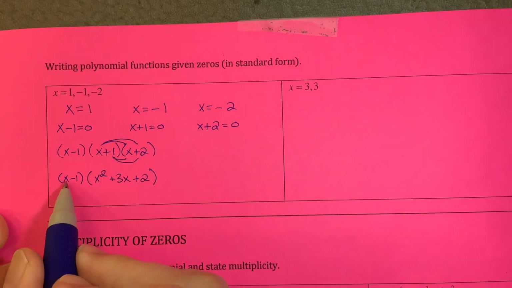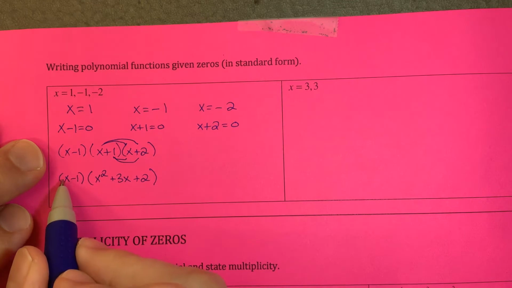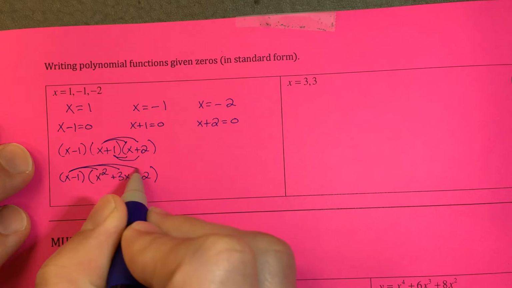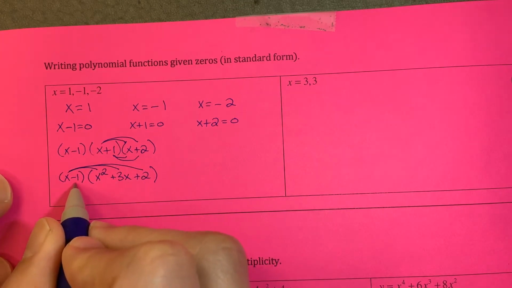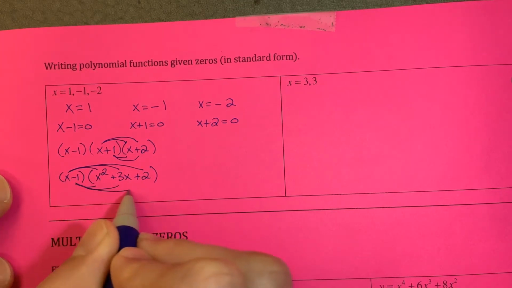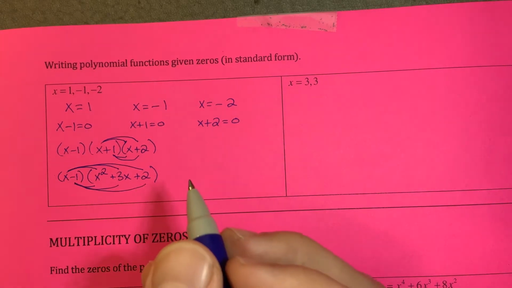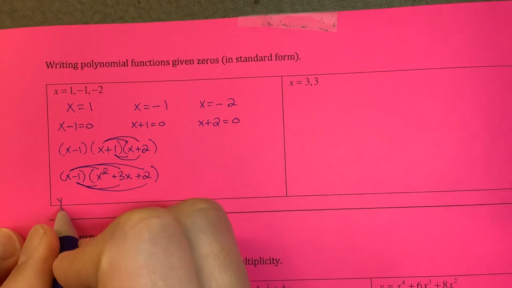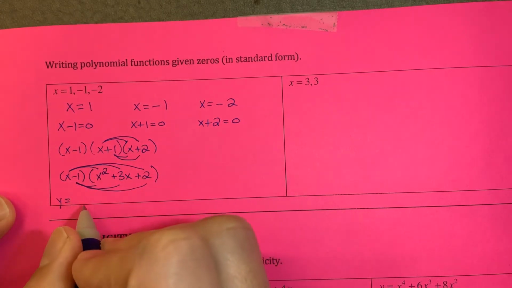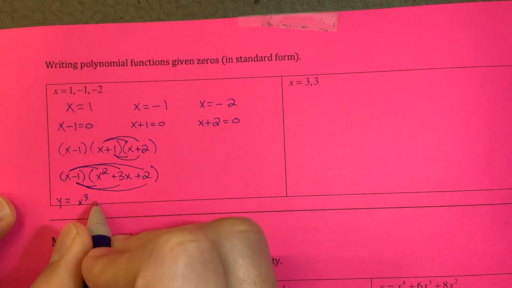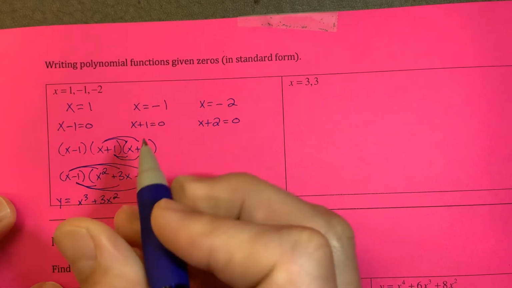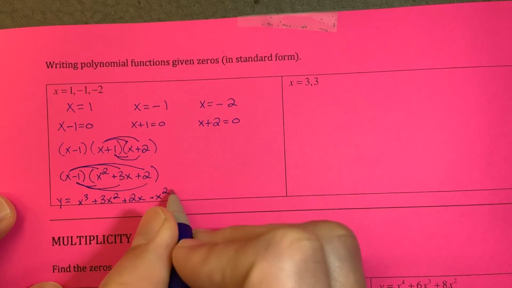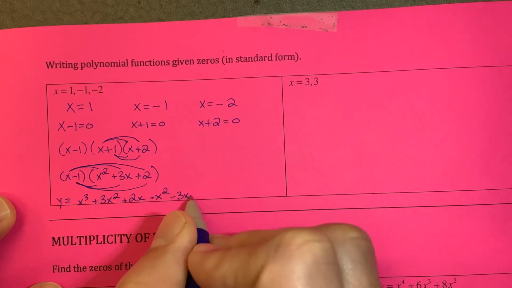And now I want to distribute that third expression into that trinomial. So I'm going to distribute here, here, and here. And then I'll distribute the -1 to all three of them again. And what I would get there is y equals x to the third plus 3x squared plus 2x minus x squared minus 3x minus 2.